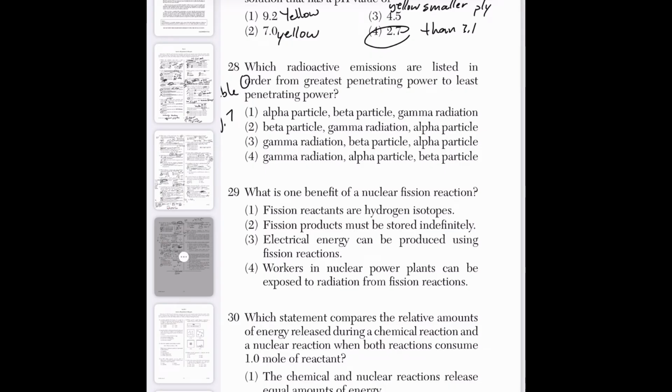You can look and see that the alpha particles are the biggest. So if the alpha particles are first, then it's not right. The beta particles are also pretty big. The alpha particles are the biggest though. Alpha, biggest. So they have to be at the end. So it'll be this one.